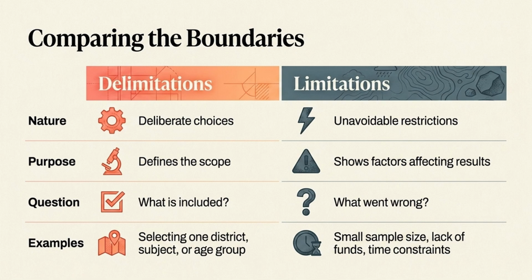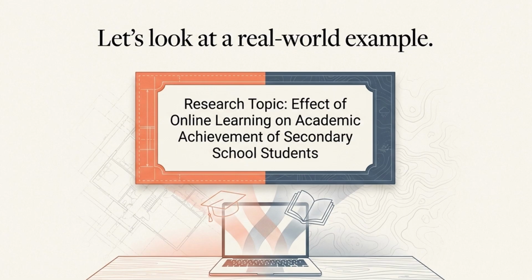result. For example, a researcher may decide to collect data from only one district, to focus on only one subject such as mathematics, to include only adolescent students. These decisions are made intentionally by the researcher and therefore are examples of delimitation. On the other hand, factors such as small sample size, lack of funds, time constraints, unwilling participants, incomplete or unavailable data are examples of limitation because they are not fully under the researcher's control.